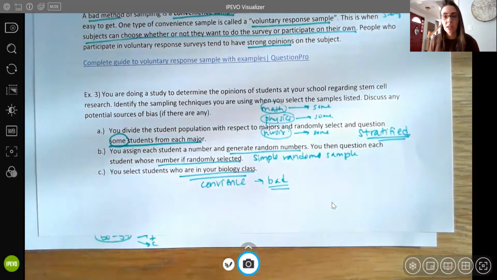So think about what your population is. If your population are students at your school, then you need to find a way to randomly sample from the entire school, not just those students that you know.